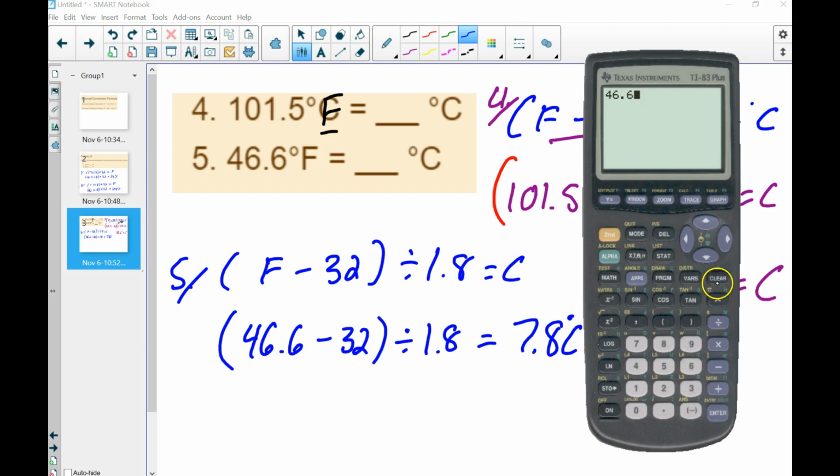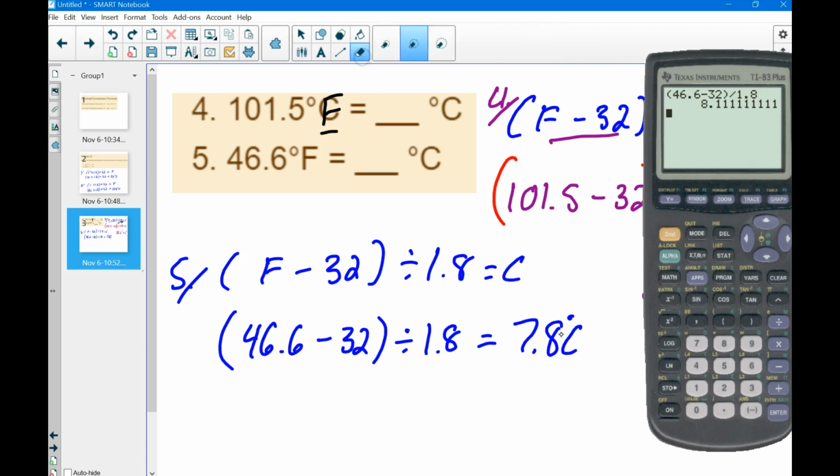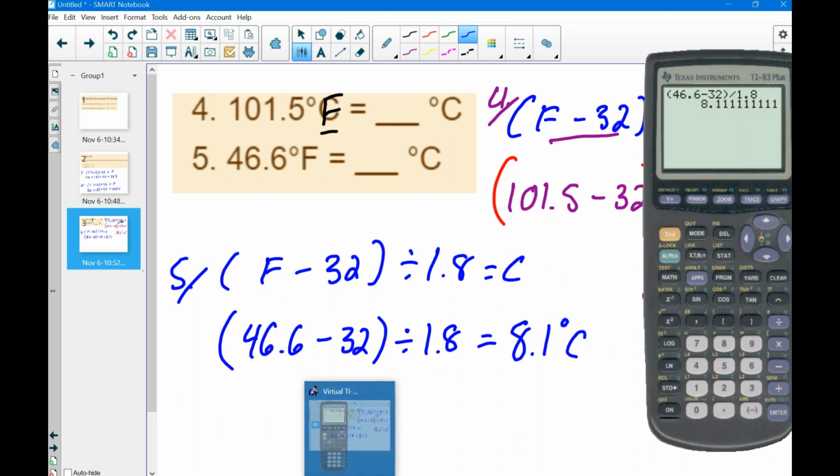46.6. Okay, let's use brackets this time. 46.6 minus 32, all the brackets, divided by 1.8 equals, there we go, 8.1. So it never hurts to double check your work. 8.1 degrees Celsius. Sounds good.